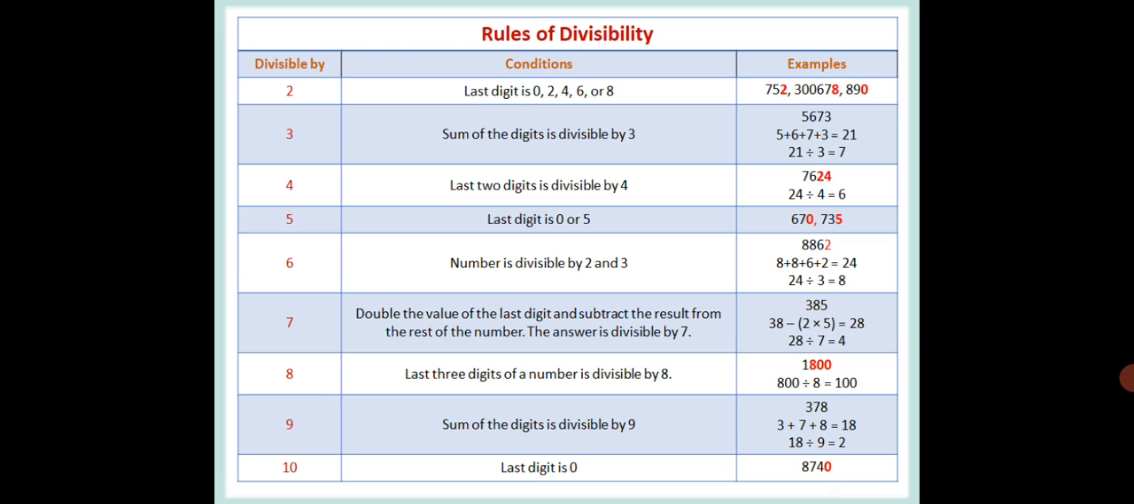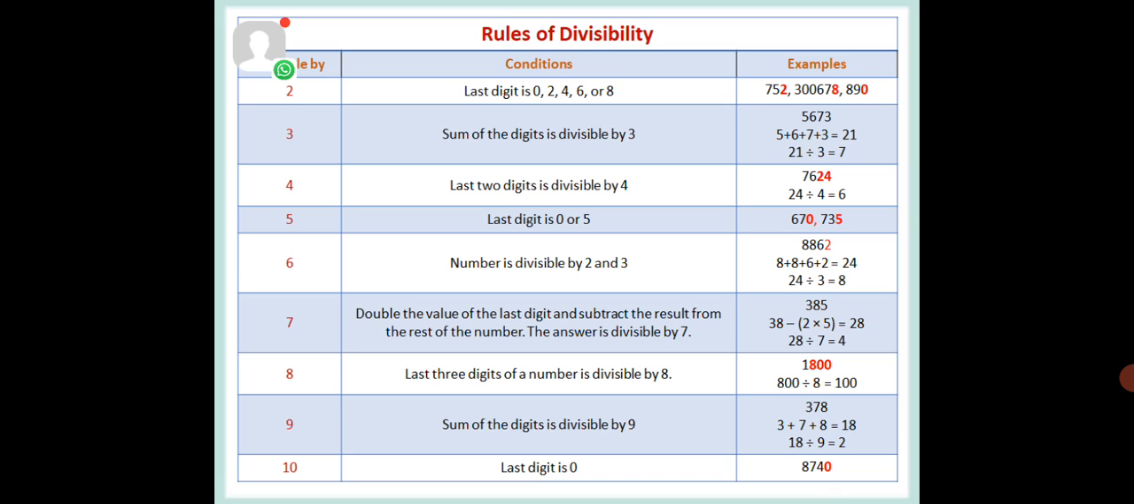Next, a number is divisible by 3 if the number fulfills the condition that the sum of its digits is divisible by 3. Again I am repeating for you: if the sum of the digits of the number is divisible by 3, then the whole number is also divisible by 3.